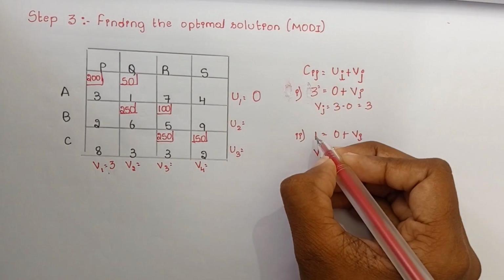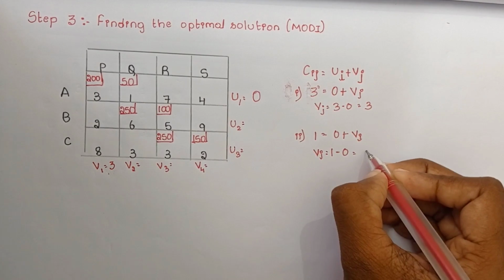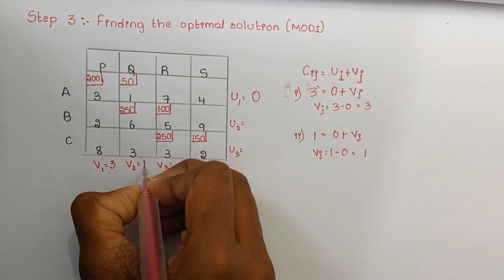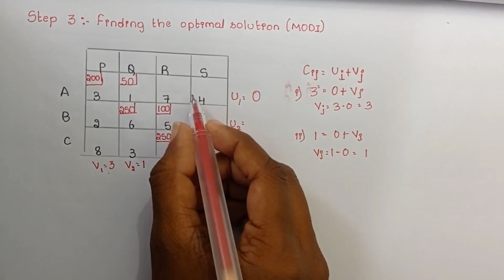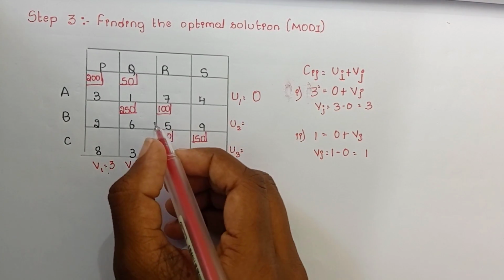So if I transfer this 0 to the left side, it will become minus 0. So the value will be 1. So 1 minus 0 is 1. So the V2 value is 1. In this row, there is no other occupied cell, so I will move on to the next row.